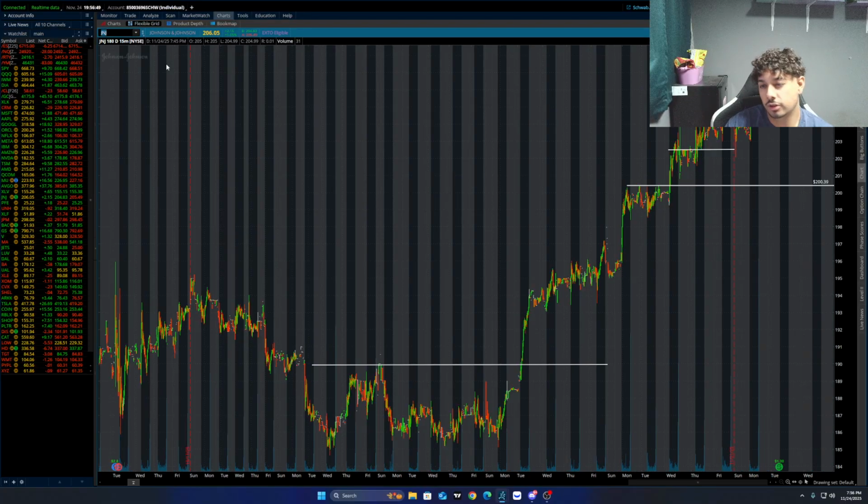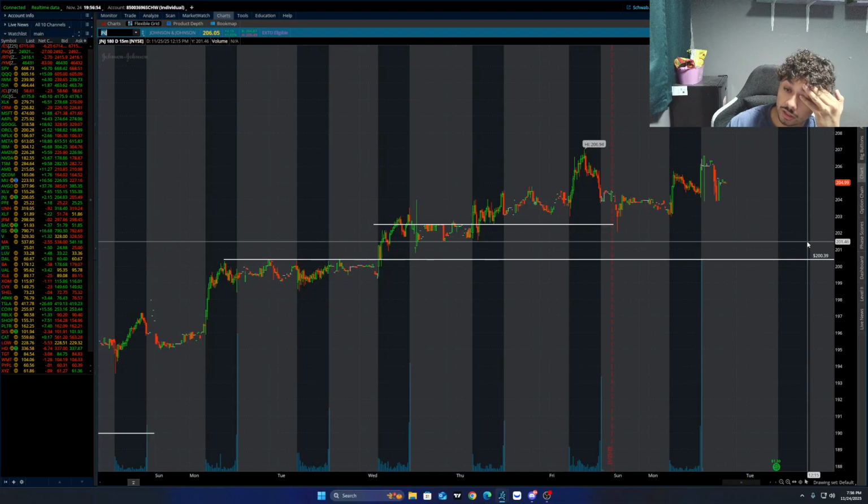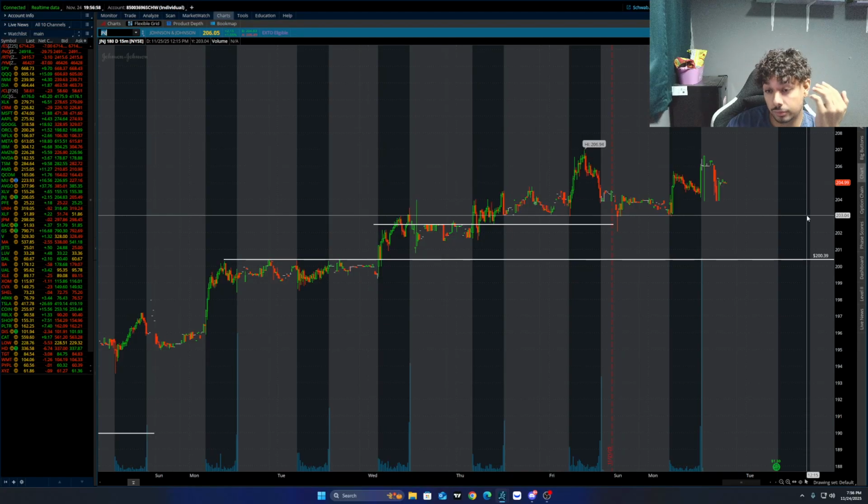Let's look at Johnson and Johnson. Same thing, basically. Right here is probably that test level. So if you just follow the cursor, this was resistance and then turned into support really quick. And this was also the pre-market low where it bounced up.